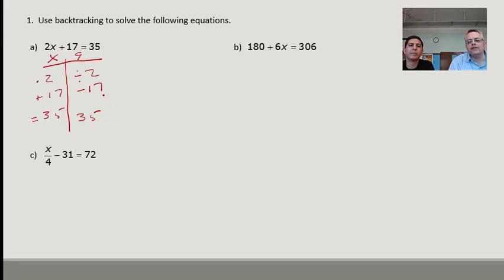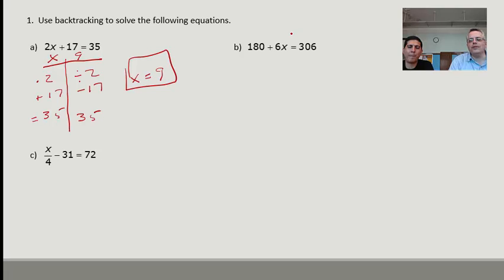Because 35 minus 17 is 18, divided by 2 is 9. Now, people used to backtracking know we usually write the answers there, but in case someone's not familiar with backtracking, we want to write the answer very clear: x equals 9. So when we put 9 in, it should work. 2 times 9 plus 17 is 35.